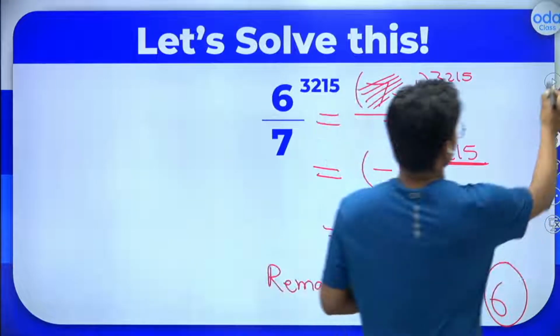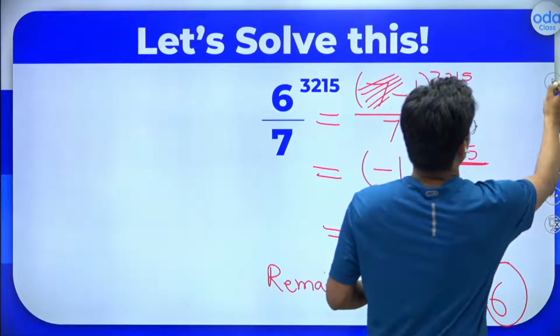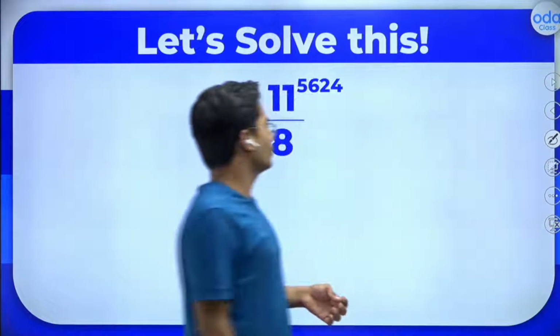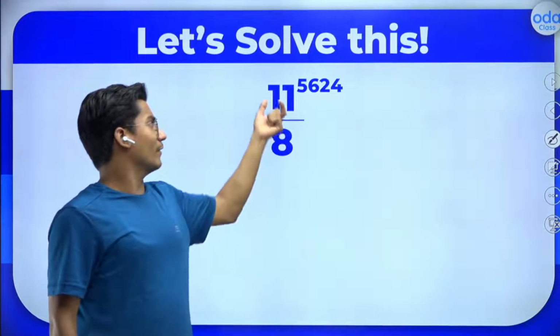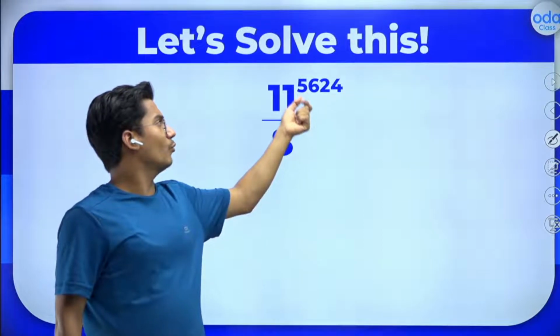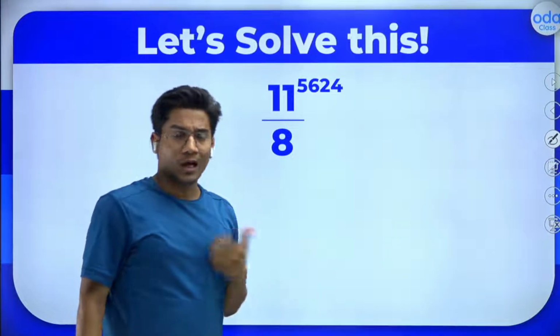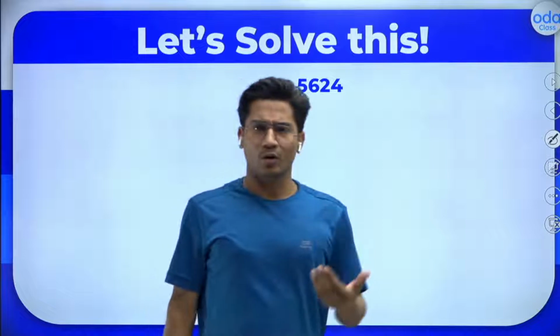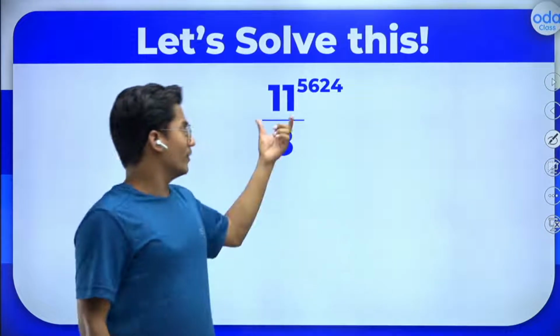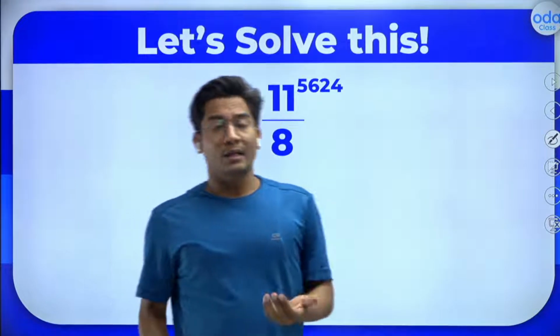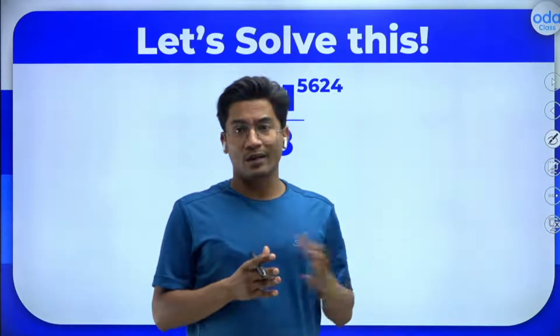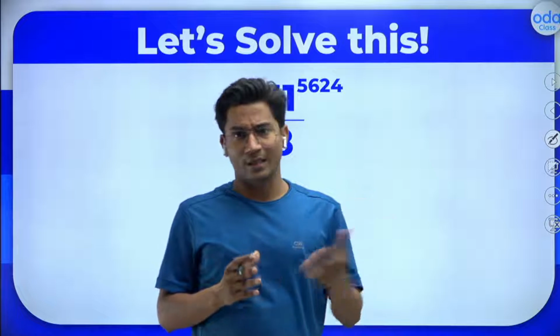So now let's move on to next. Here it is another possibility. I have got 11 raised to the power 5624. Now here also, you can raise the power of 11, so you can write it as 11 raised to the power 2, that is 121. So 120 is a multiple of 8, right? So here you will get the remainder 1 directly from there.